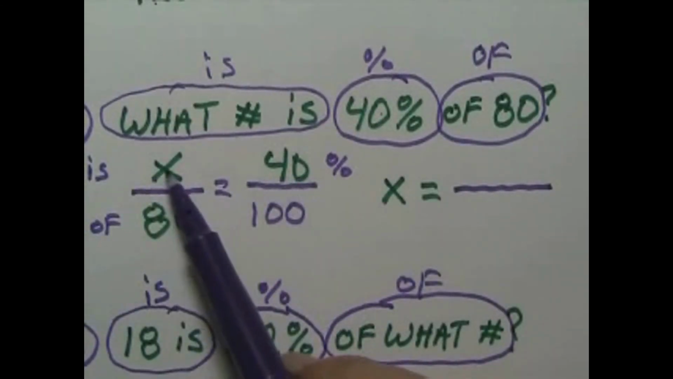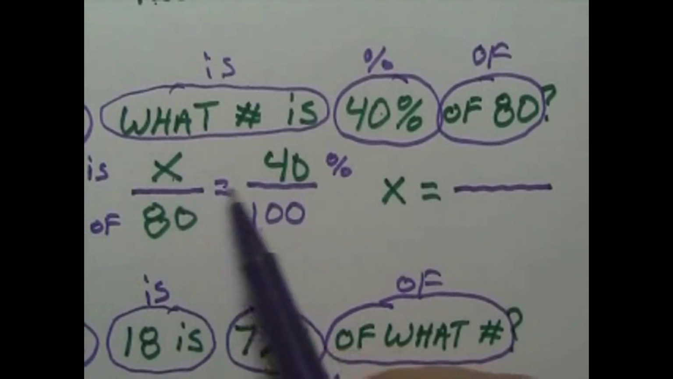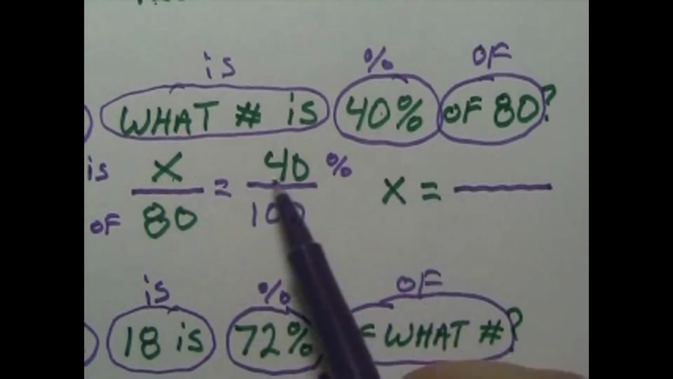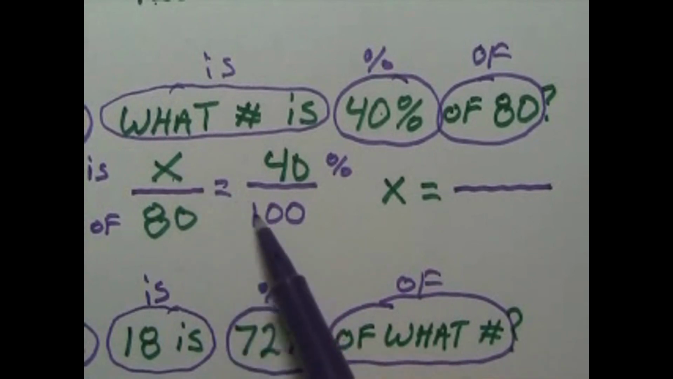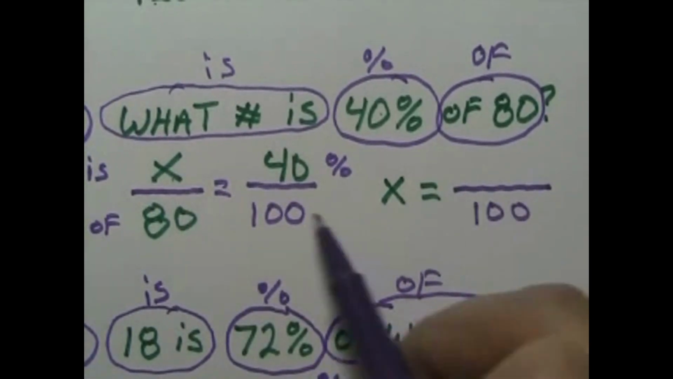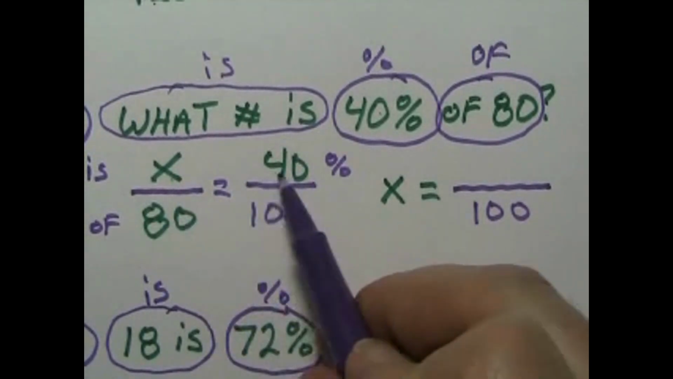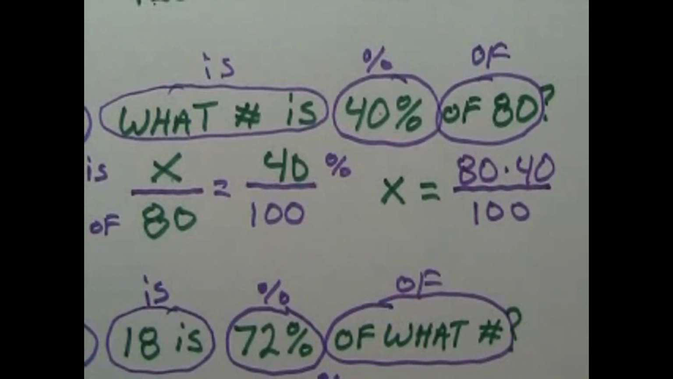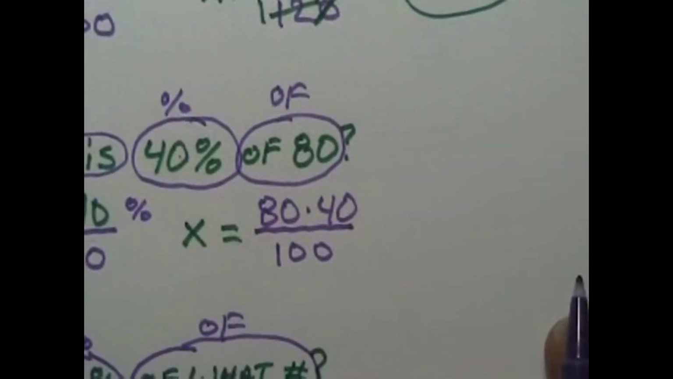Okay, on number 2, we're trying to find the is number. So now I set up my proportion. I need to find the x. X equals, the number diagonal goes on the bottom. So that'd be 100. The other 2 numbers go on top, 80 and 40. Those pair go on top. And now I just need to reduce.